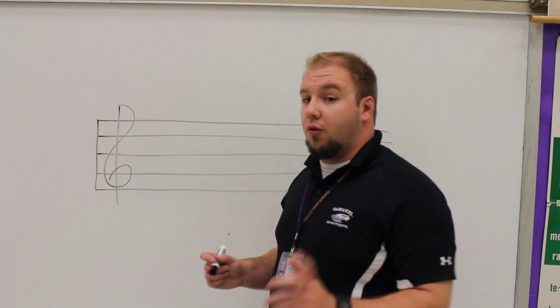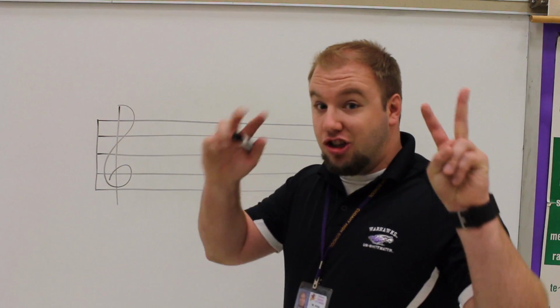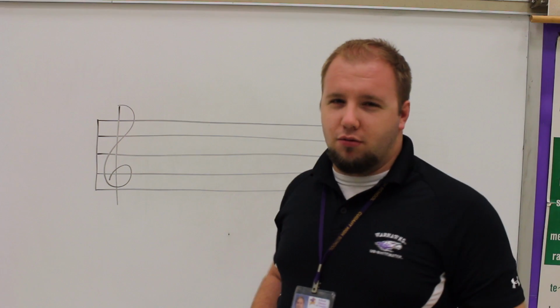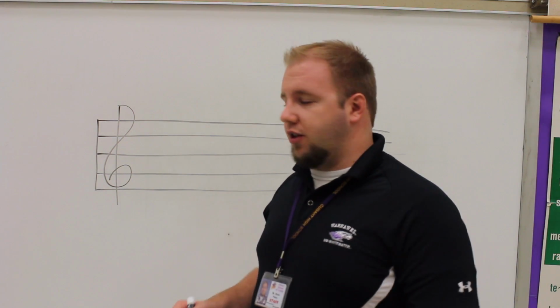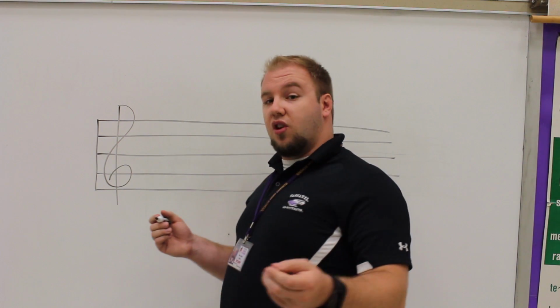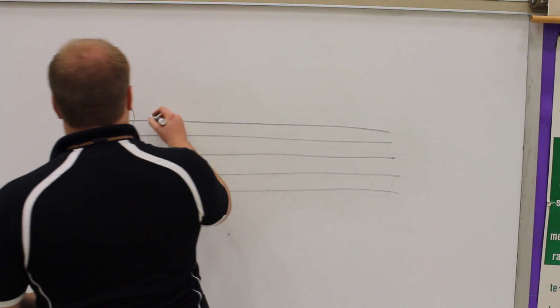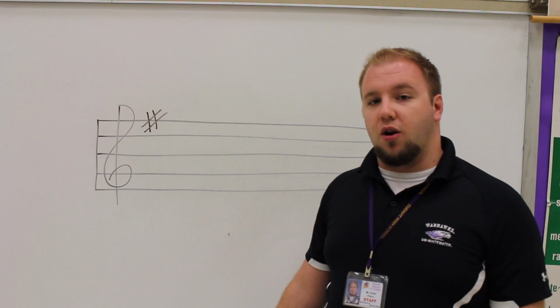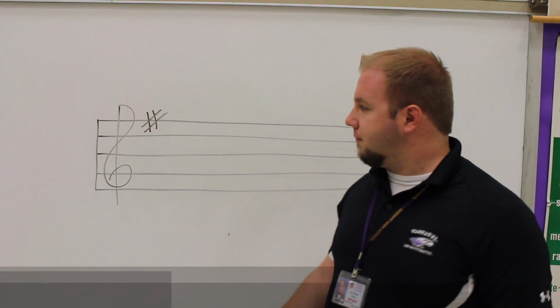So first we're going to look at sharp key signatures. Remember, sharps are those little hashtag-looking things. If I ever hear one of you call them a hashtag, I'm going to find you. So let's look at sharps first. Let's use one sharp for an example. So this is the key of G. This is where G is do.